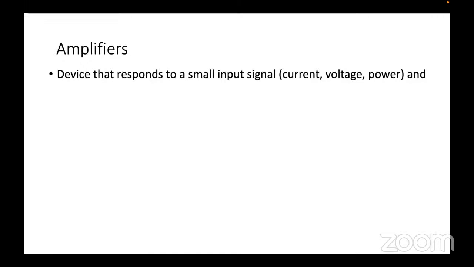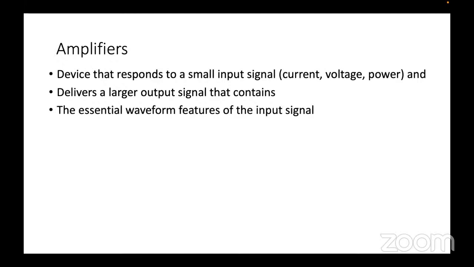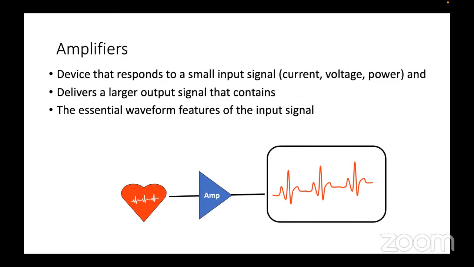So an amplifier is a device that responds to a very small input signal, which can be in the form of current, voltage, or power, and delivers a larger output signal. And this output needs to contain the essential waveform features of the input signal. So they should not lose the quality of the input signals, which might be very, very small. When you amplify it, they should maintain the same characteristics. And that's what good amplifiers do. Whatever the input is, the output is almost a true copy of that. So that's what an amplifier is.